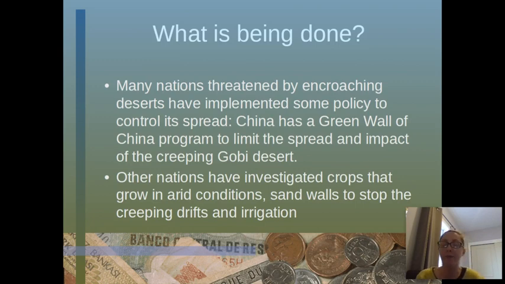Places like China, though, have implemented, to prevent the Gobi Desert expanding, what they call a green wall, where they've planted greens, and they are using irrigation to try to limit the spread and impact of the Gobi Desert as it expands through this process of desertification. And China's not the only one looking into this as well. Other nations have investigated different crops, even using genetically modified organisms that can grow in dry conditions. They use sand walls to try to stop creeping drifts of sand that tends to then develop as the desertification process takes hold.